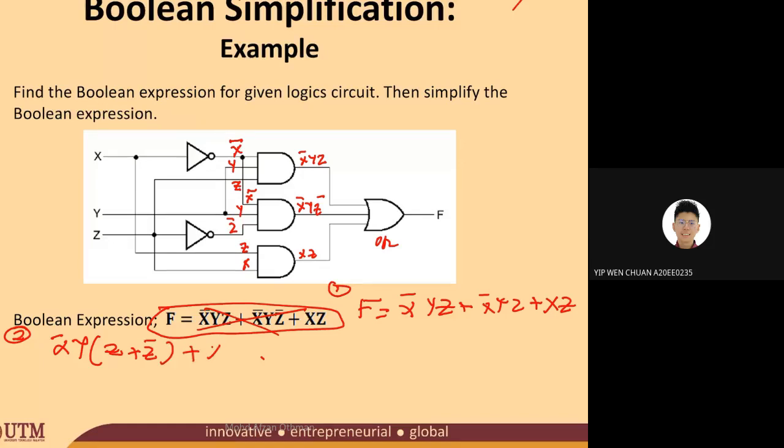Plus xz. Okay, so z plus z bar is what? Z plus z bar is 1. So you have the x bar y plus xz. This is the last.